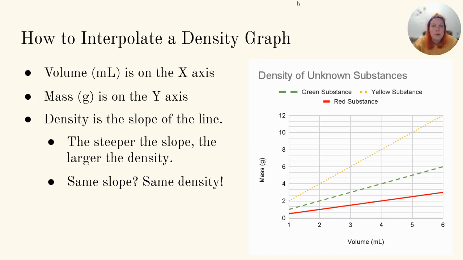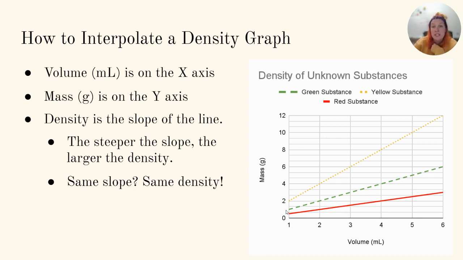So volume, which is measured in milliliters or centimeters cubed if we're getting fancy, is going to be on the x-axis. So that is the bottom axis here. Mass, which will be measured in grams, is going to be on the y-axis. Okay. Density is the slope of the line.